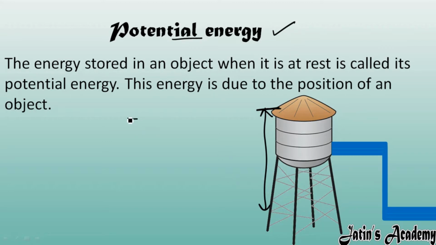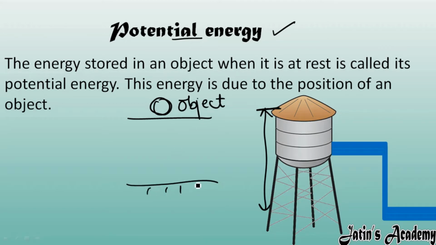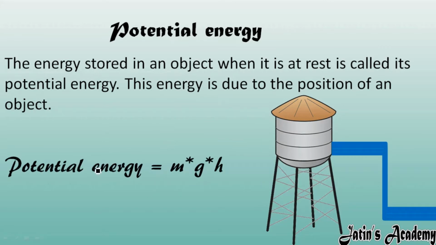If any object is standing at some height, for example, this is an object and this is the ground. If this object is standing at some height, you can say that this object is possessing which energy? This object is having which energy? It is having potential energy. Fine.